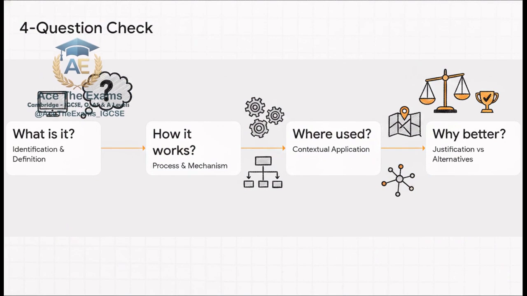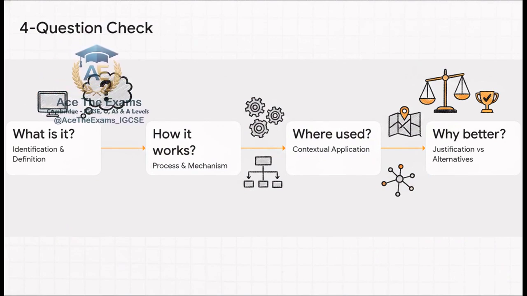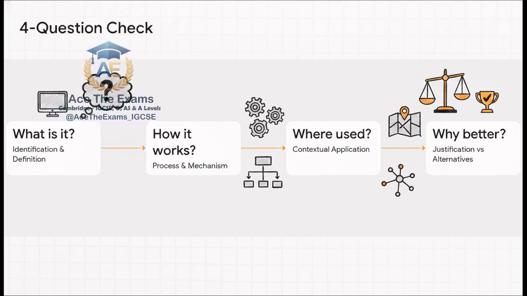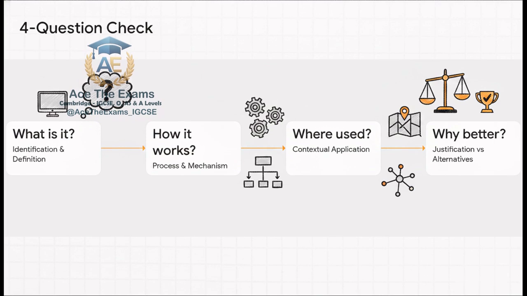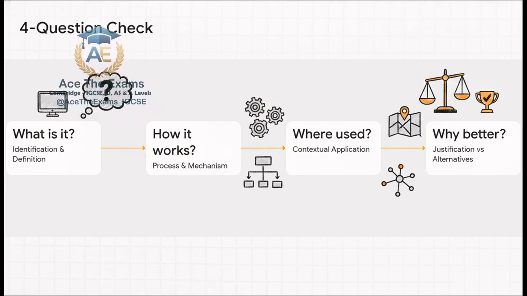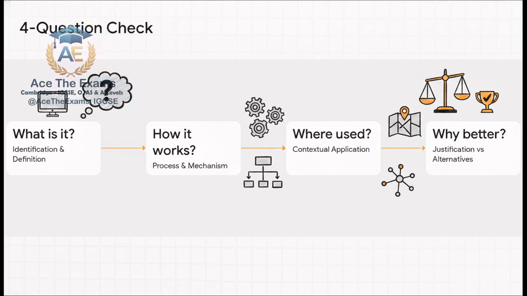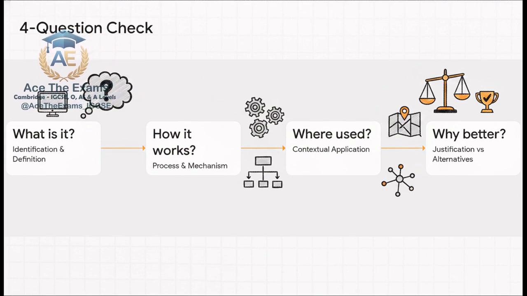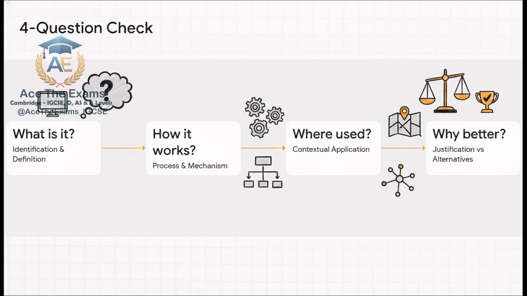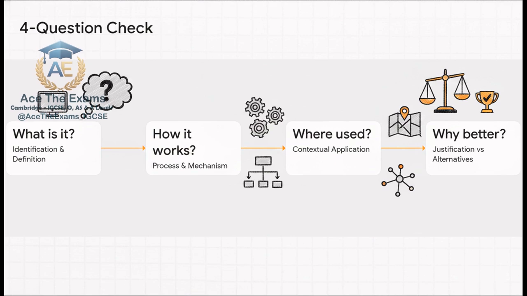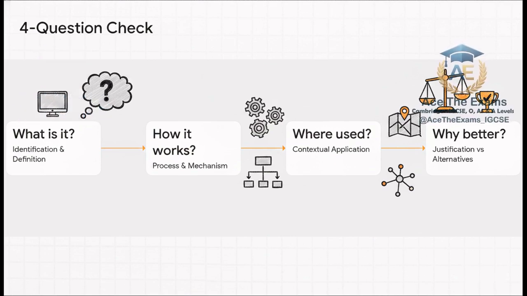Okay, before you write down any final technical response, I want you to run it through this 4-question self-check. Number 1, what exactly is it? Give a clear identification and definition. Number 2, how does it physically work? Detail the chronological process and mechanism. Number 3, where is it used? Apply it strictly to the contextual scenario given in the prompt. And number 4, why is it better or worse? Provide a solid justification against the alternatives. I promise you, if your answer hits all 4 of these steps, you are securing every possible mark.